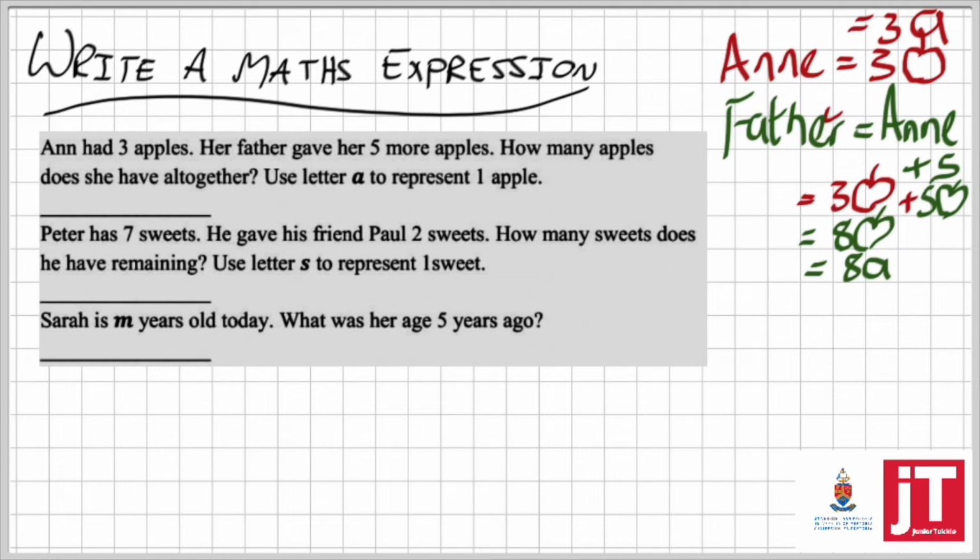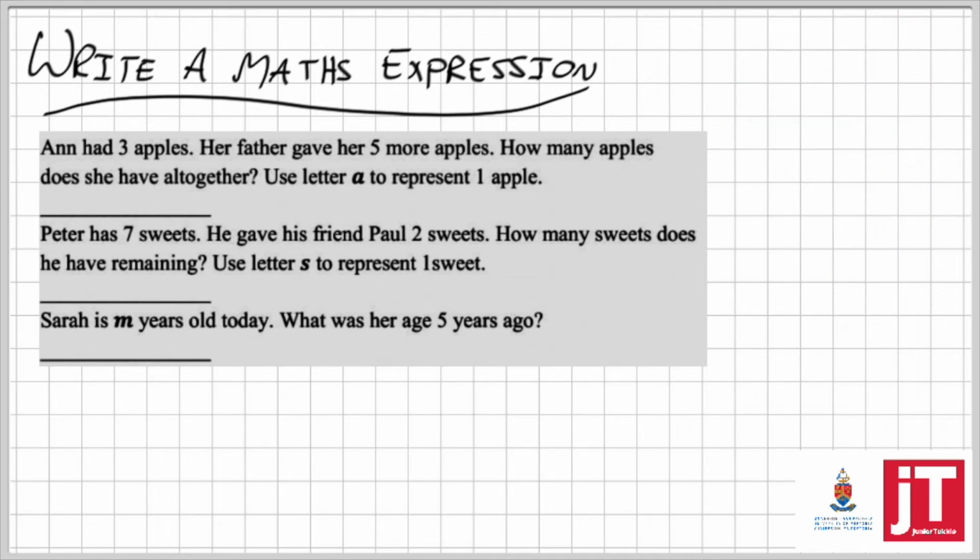That's just me. Let's look at the second example. Peter has 7 sweets. He gave his friend Paul 2 sweets. How many sweets does he have remaining? Now I can see some of you eager beavers going, 5, 5! I know. But let's draw it.